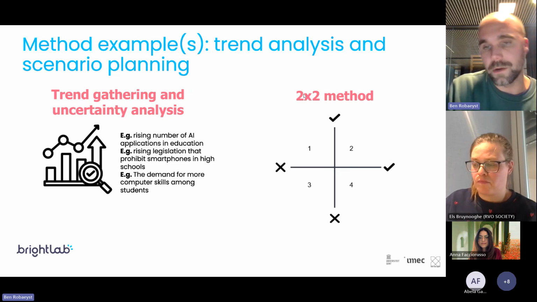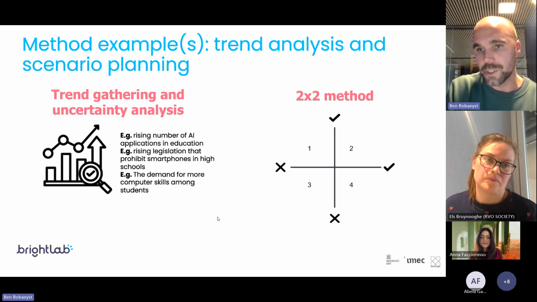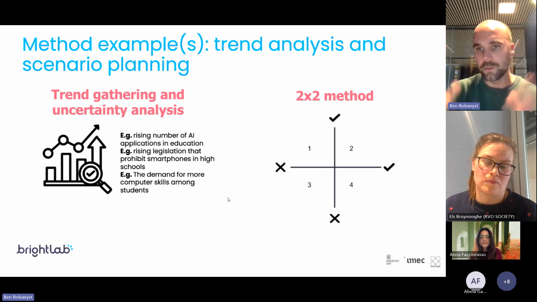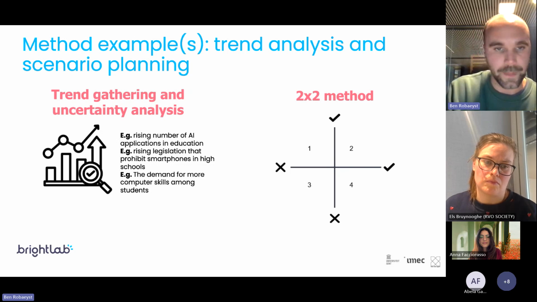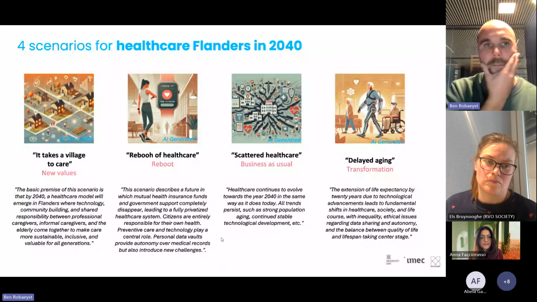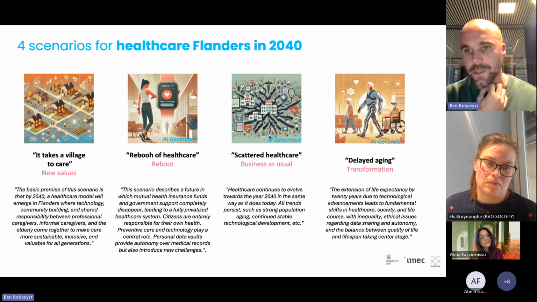And then you also have the 2x2 method, which is a method from scenario planning, where you further structure the trends and the uncertainties of today into a concrete framework that can make you think in a broader way about this future. An example that I have here is future scenarios for Flanders in 2040 that I have written a few weeks ago with some stakeholders.